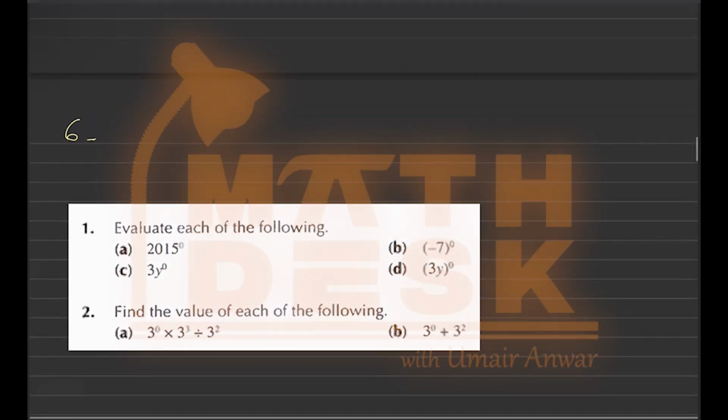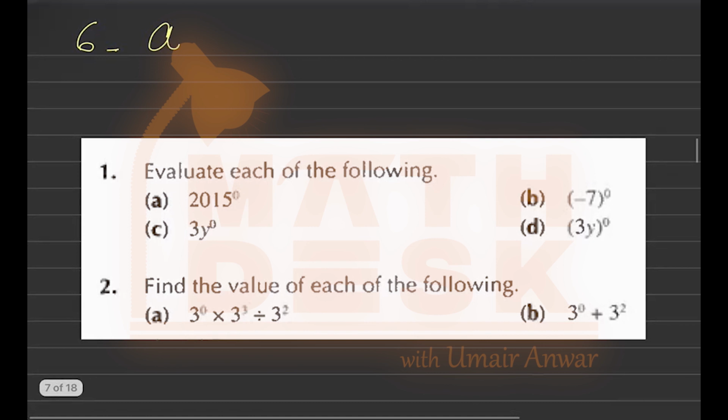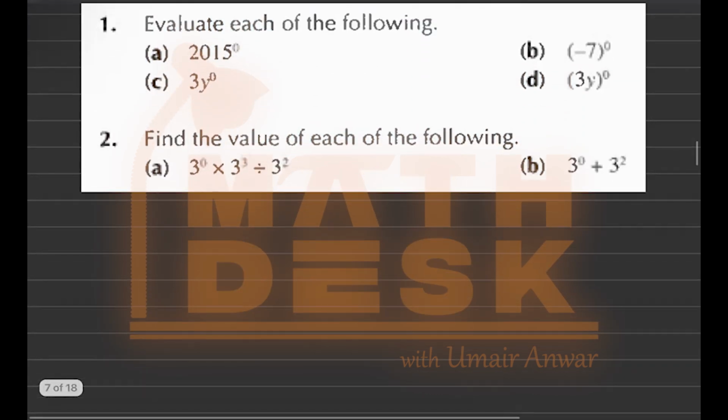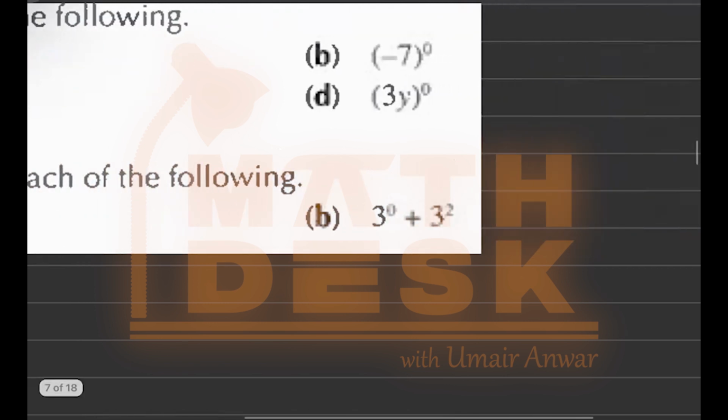Now the next one is very simple, and it says that if the index of some term becomes 0, then it would always be equal to 1. So for example, we have 2015 raised to 0, means that its answer is going to be equal to 1. Minus 7, negative base. Even the negative base, if it has a 0 index, then it would be equal to 1.